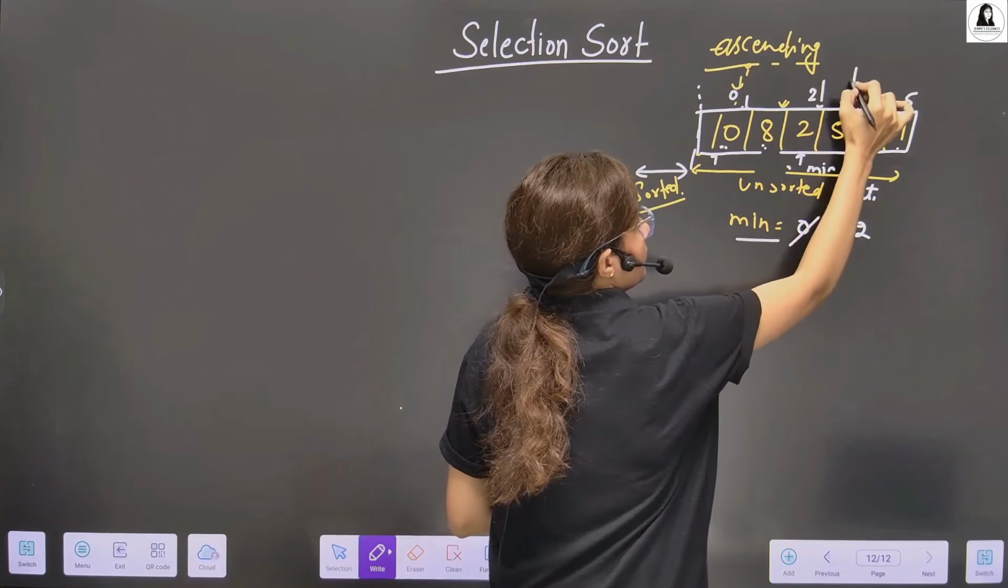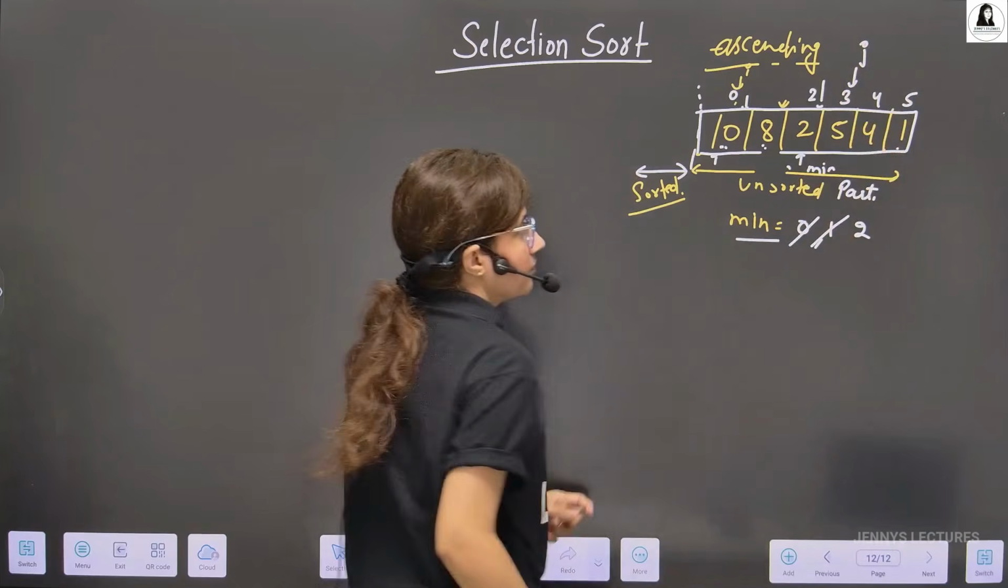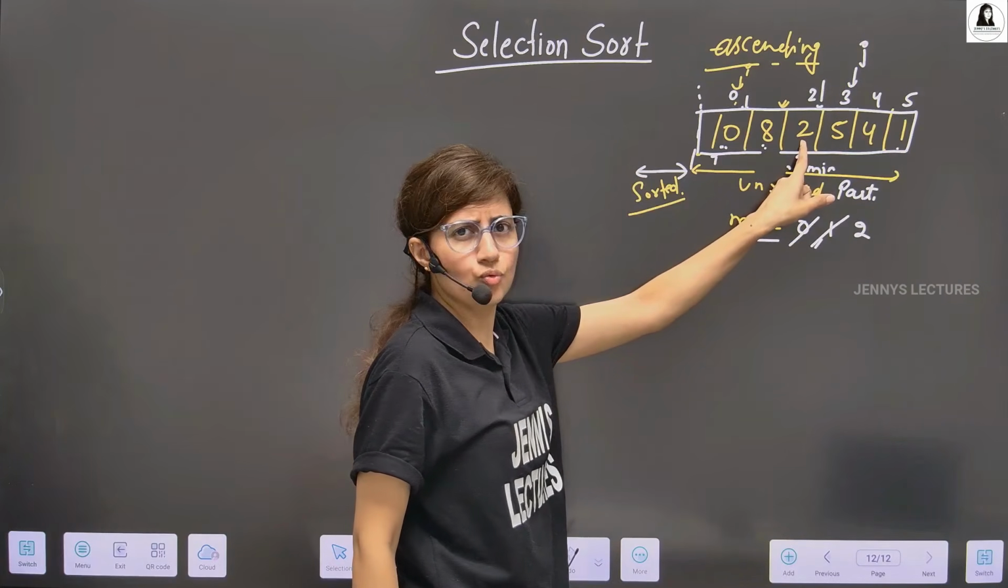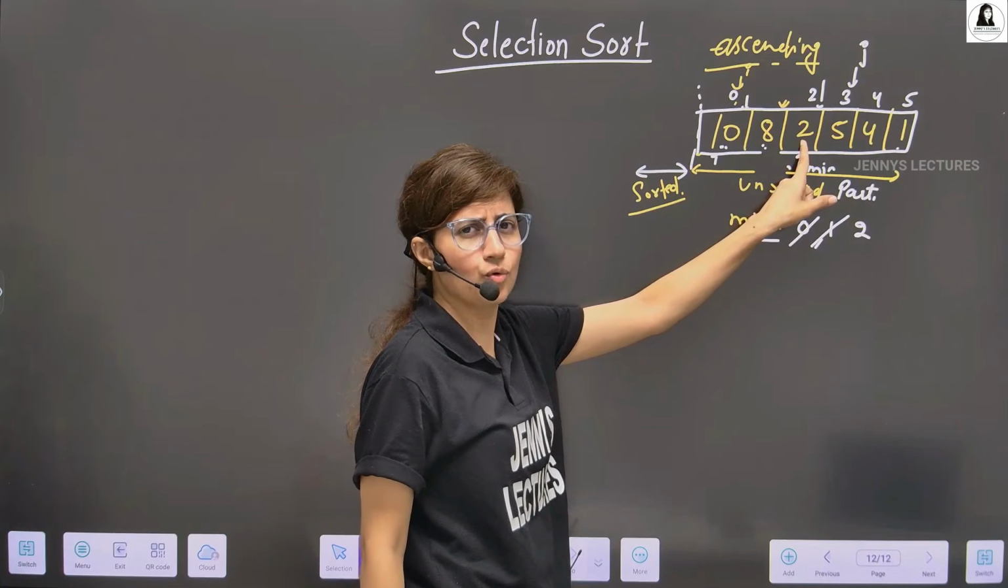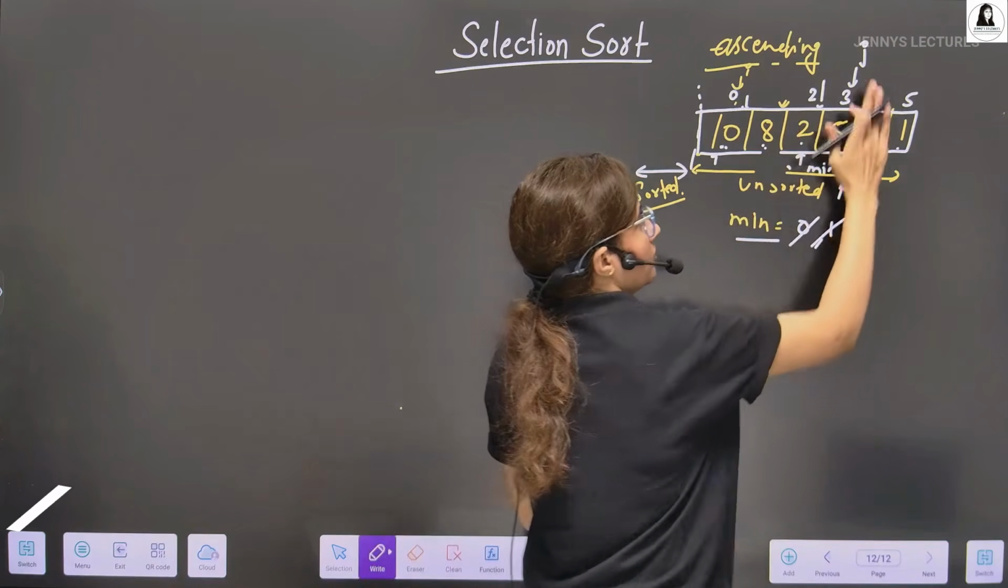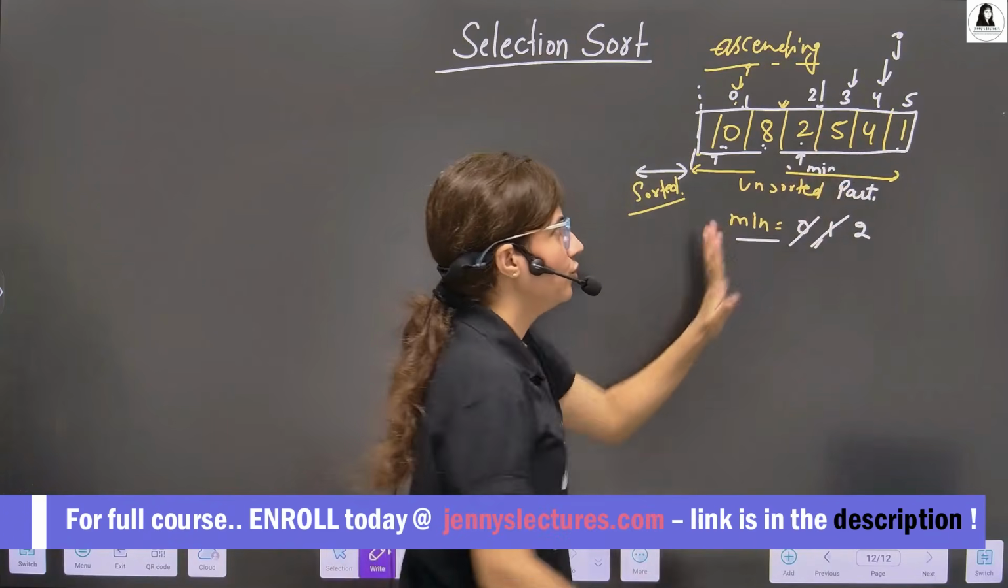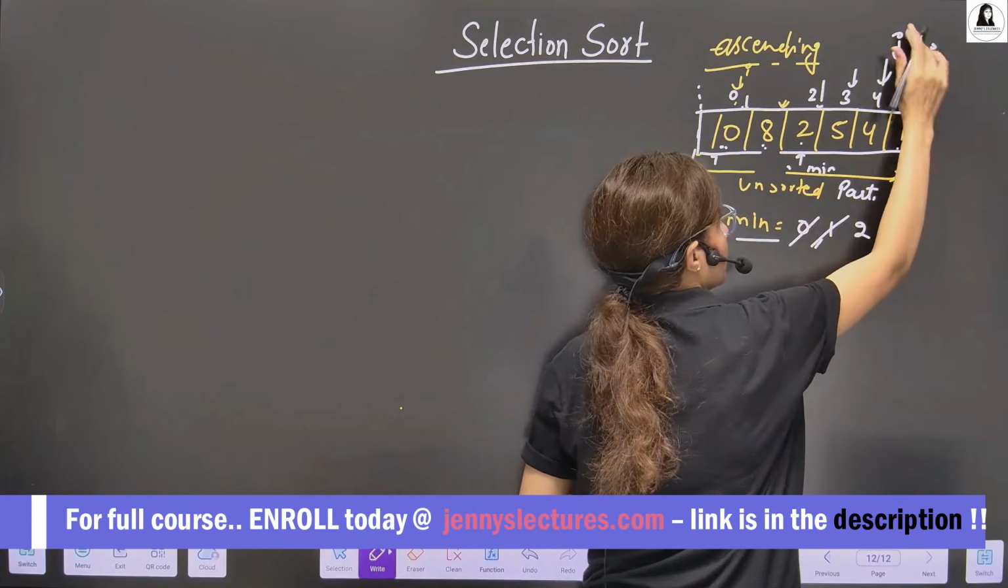Now j plus plus. Again check the data. Is this less than 2? Less than whatever the min data right now? No. Okay, no need to change my min. Just do j plus plus. Is this less than 2? No. Just do j plus plus.